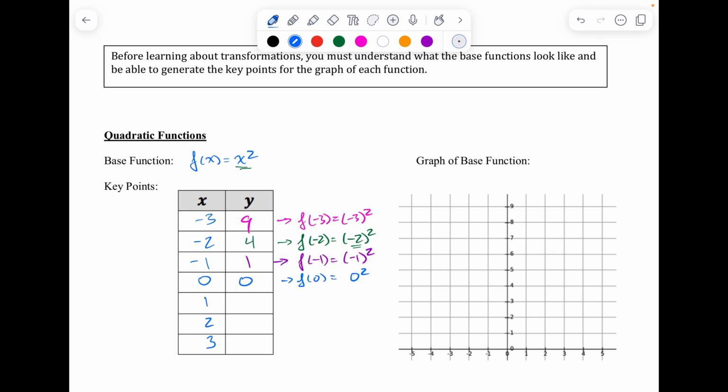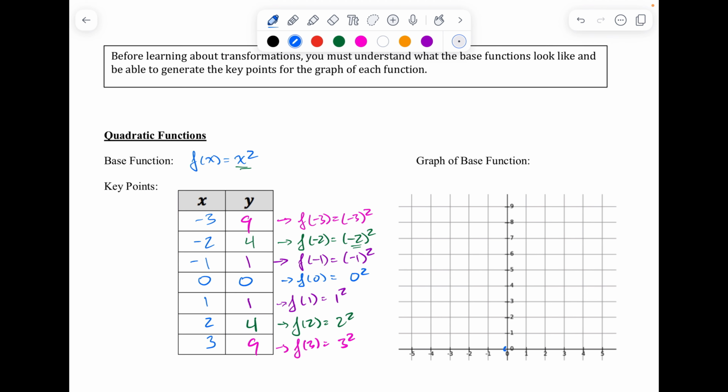And then we can do it all again with the positives. So f at 1 is 1 squared, which is still 1. f at 2 is 2 squared, which is 4. And f at 3 is 3 squared, and that's 9. Right? So let's plot these points.